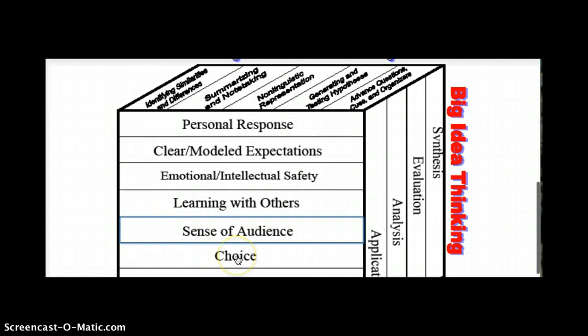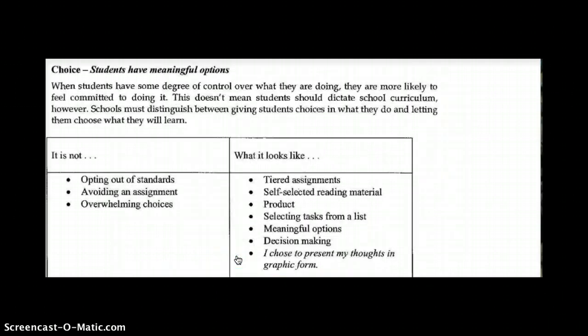The sixth quality of engaging work is choice. Students have some degree of control over what they're doing. They're more likely to feel committed to doing it. That doesn't mean they get to decide what's being taught or how it's being taught, but give them choice. Use tiered assignments. Give them projects where they have different ways to demonstrate learning. Select tasks from a list. Allow them to make decisions. But the choice is not to opt out of doing the work.